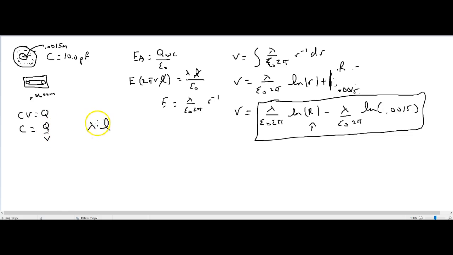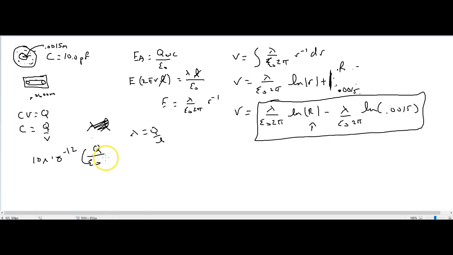And so I can rewrite this as Q. Well, I can just do it with a Q. That's fine too. Let's just keep going where we are. Okay, so CV. C is 10 times 10 to the negative 12th times this ugly expression. Now I'm going to rewrite lambda as charge per unit length. So I'm going to go lambda equals Q over L. That puts a Q on top and an L on the bottom.